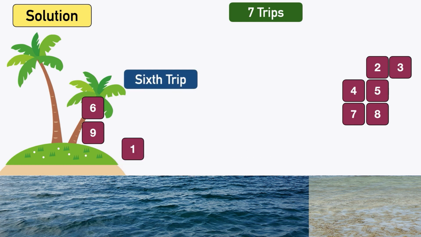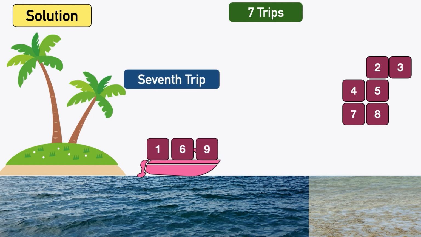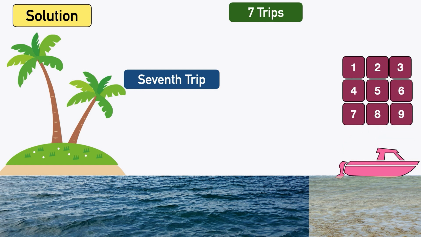Finally, in the seventh trip, send 1, 6, 9. Again, the sum of these numbers is 16, which is the square of number 4. As we can see now, numbers 1 to 9 have crossed the river in only 7 trips. There can be other patterns which can be a solution to this puzzle. Do share your pattern in the comment section.